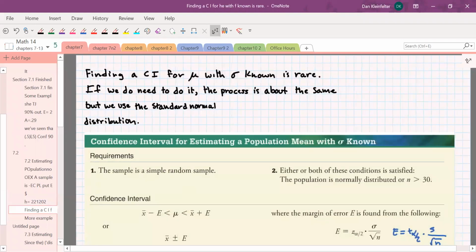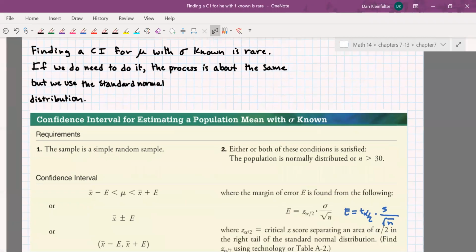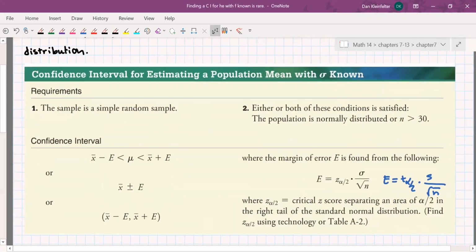Okay. Usually we don't know the sigma when we're finding a confidence interval. In case you do happen to know it somehow, the procedure for finding confidence interval is really similar to what we did before, like with the Atkins problem. What's different is that for E, you're going to use Z alpha over 2 instead of T alpha over 2. And of course, you'll use the sigma if you have it instead of using S. So when you know sigma, use the Z table. If you don't, use T.